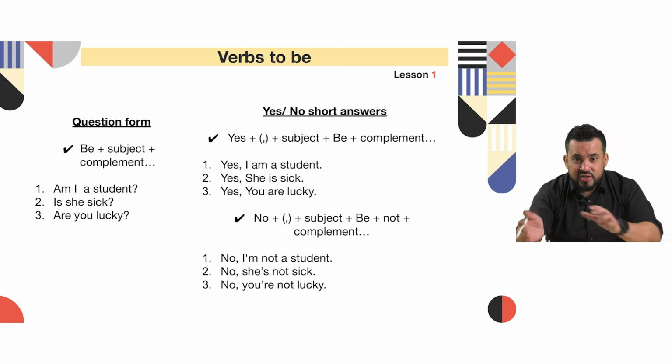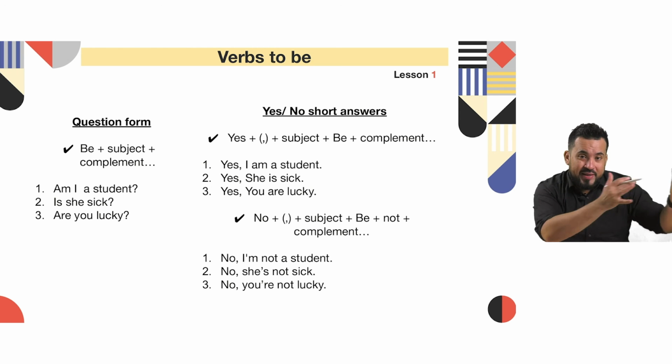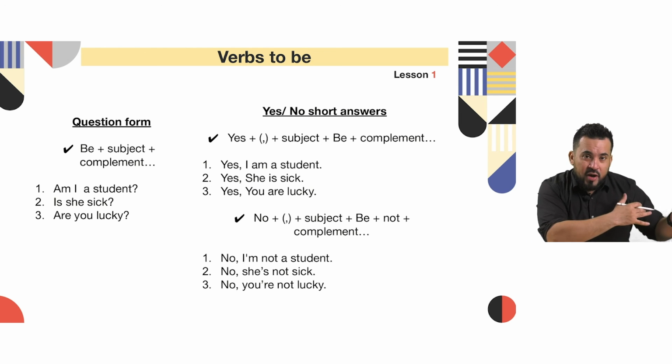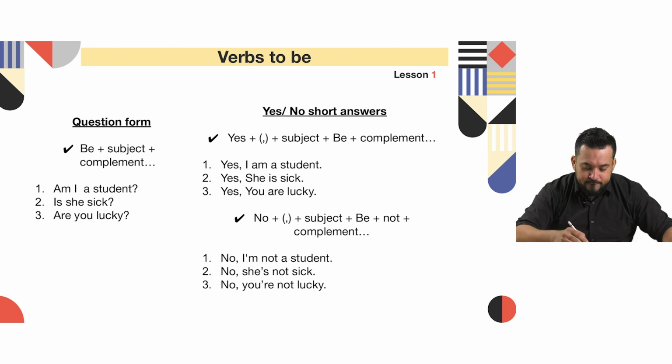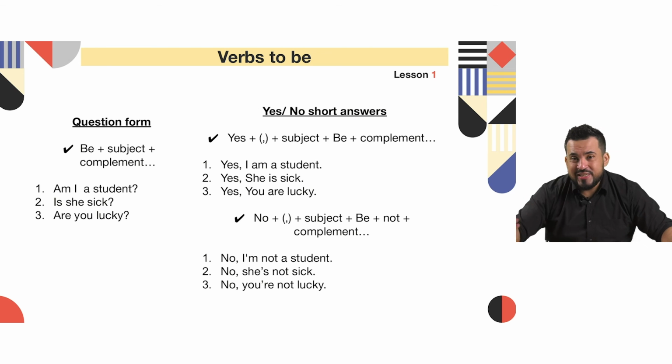Normally when we make a question, the verb to be moves to the beginning of the sentence. So it's, am I a student? Yes, you are. No, you're not. This is called a short answer. Is she sick? Yes, she is. No, she is not. Or no, she isn't. Okay.